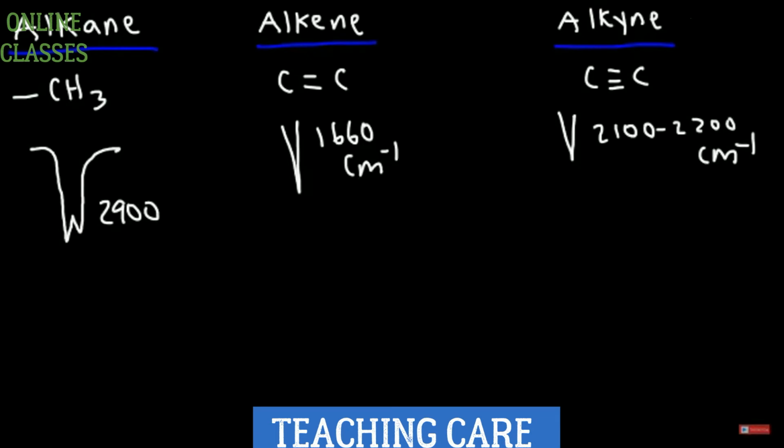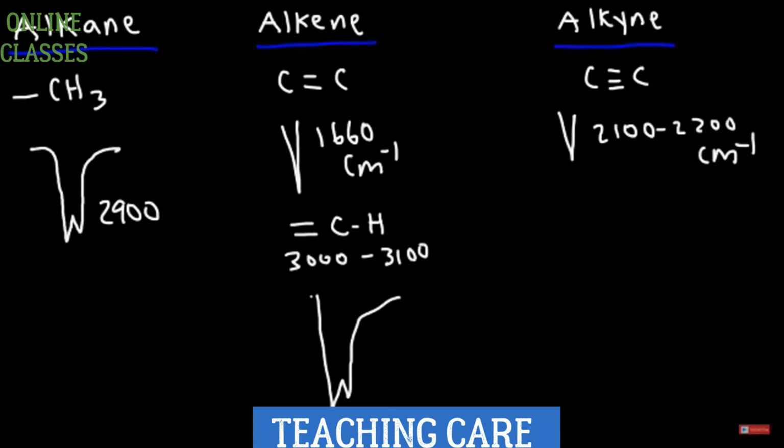Now the next thing we need to talk about is the CH stretch of an alkene and an alkyne. So the double bond CH stretch of an alkene shows up around 3000 to 3100. So relative to the alkane CH stretch, it's going to be slightly to the left of it. So here is the alkene CH stretch close to 3100.